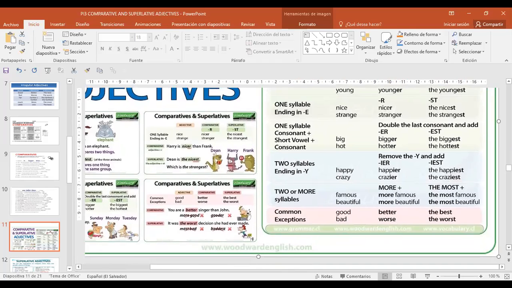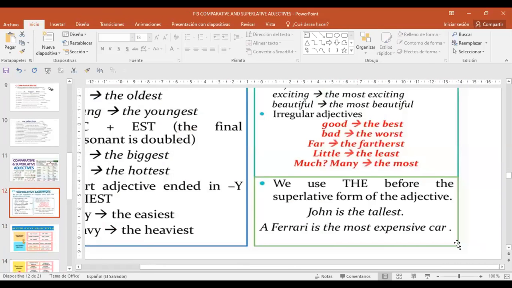Two or more syllables, for example famous: more plus the word, right? More famous, more beautiful. In the superlative, you say the most. So there's no comparison. This lady is the most famous in the world. Or this lady is the most beautiful girl in the world. And there are some common exceptions with irregular adjectives like good and bad. We say good, better, the best. Bad, worse, the worst. Okay, so let me advance.